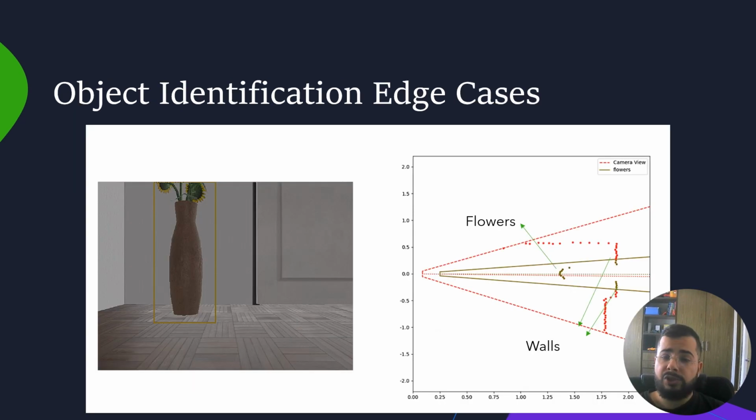Now, to extract the position of the objects, we cannot simply use clustering to extract all the islands found in the points. As you can see here, only one of these islands corresponds to the flowers, and the others correspond to the wall behind it. So we need to take into account several edge cases. The first one is this one, when an object is in front of a background, and the background is also considered part of the bounding box.